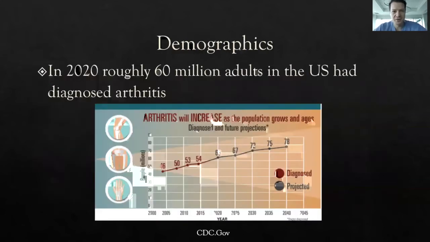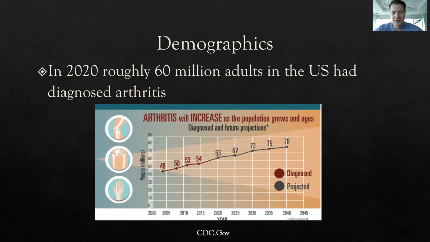So what is arthritis? Arthritis demographically is a really big problem, and it impacts millions and millions of people around the world. In 2020, about 60 million Americans were diagnosed with arthritis. So those are people that actually went to their physician, got x-rays, and have a formal diagnosis of arthritis, whereas there are probably millions and millions of people out there as well who haven't gotten a formal diagnosis. So this impacts probably 1 out of every 4 or 1 out of every 5 Americans. So this is a really, really big problem in healthcare.